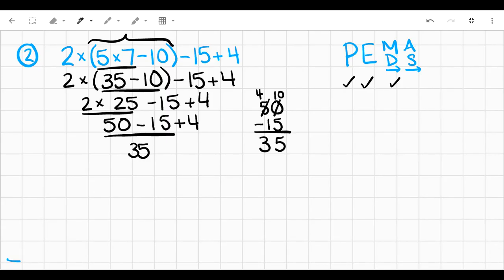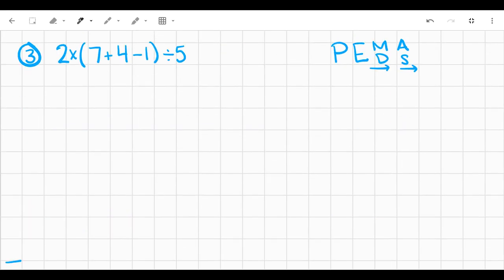But I haven't dealt with my plus 4 yet, so I'm going to bring that straight down. And my only thing left to do is add 35 plus 4, which equals 39. So this expression simplifies to 39. Let's look at another one.